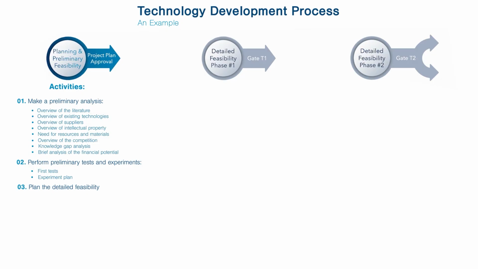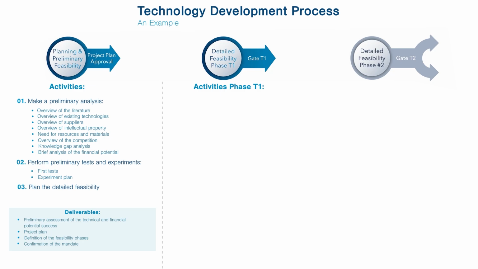This is an important step because its purpose is to deepen the preliminary analysis and evaluate when each activity will be executed. As a summary of the planning and preliminary feasibility phase, the deliverables include a preliminary assessment of the technical and financial potential success, the plan for the detailed feasibility phases, and the various deliverables and activities. Next is the detailed feasibility phase.